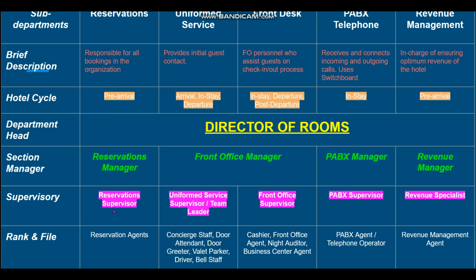Then for the rank and file, we have the following. Under the reservations team, we have the reservations agents. Normally the reservation agents can be clustered into FIT bookings, meaning the frequent individual travelers. Normally these are for the family and leisure markets, and they fall under 1 to 9 guests. Some hotels base it on rooms, so if the guest will book less than 5 rooms, it can be handled by an FIT reservation agent or a frequent individual traveler reservations.